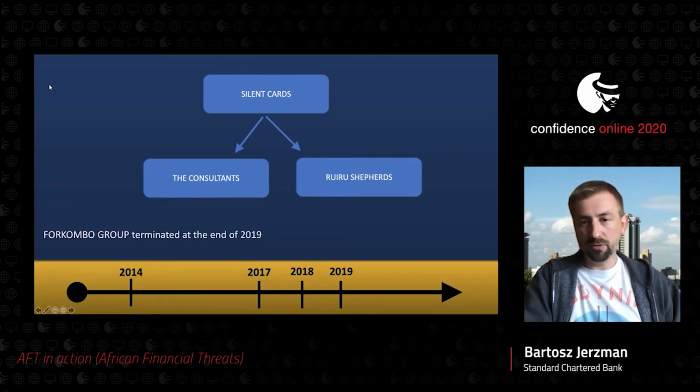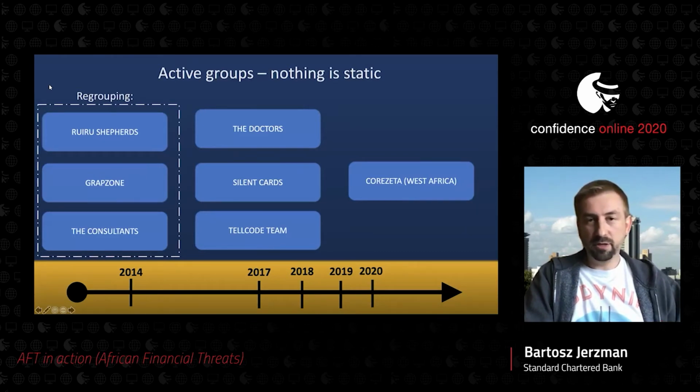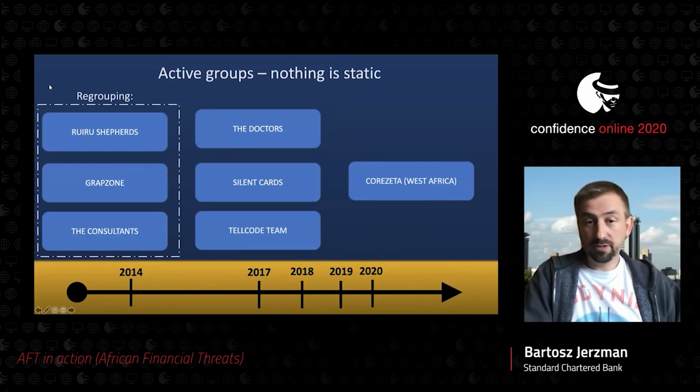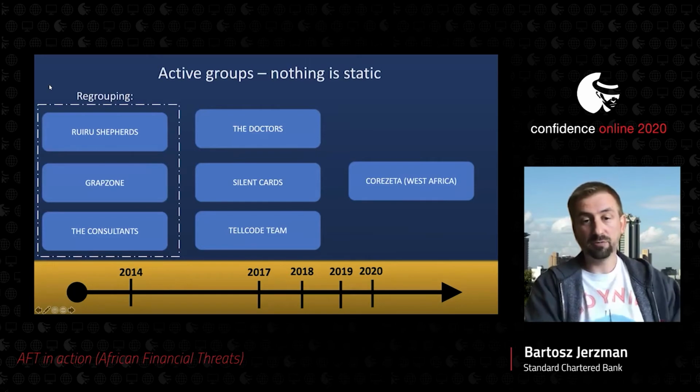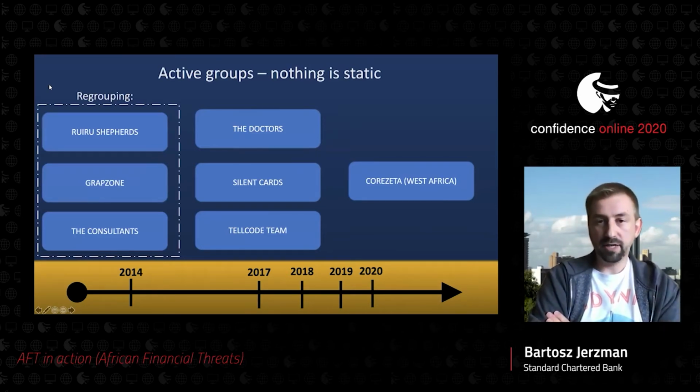So it was a very successful operation for those good cops and for the defenders tracking those threats. And how does it look in 2020? Nothing is static. Those groups like Ruru, Grab Zone, consultants are regrouping. Maybe we'll see that they will split or maybe merge their capabilities. There are still the Doctors, there are still Silent Cards, Telecode team, but this is the East Africa threat landscape.